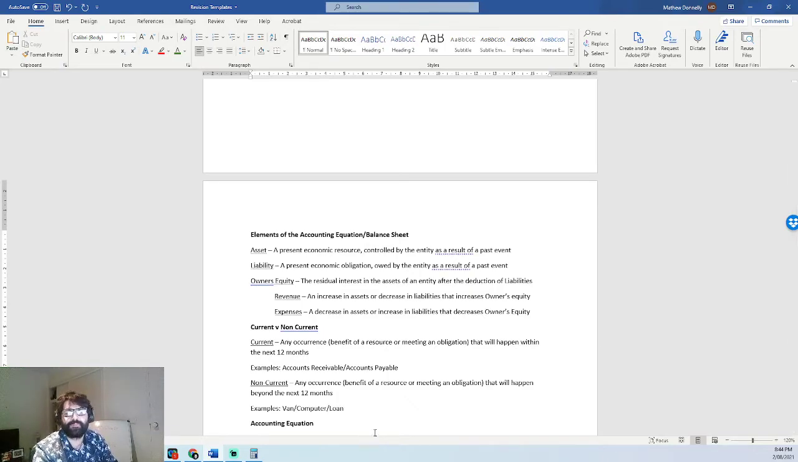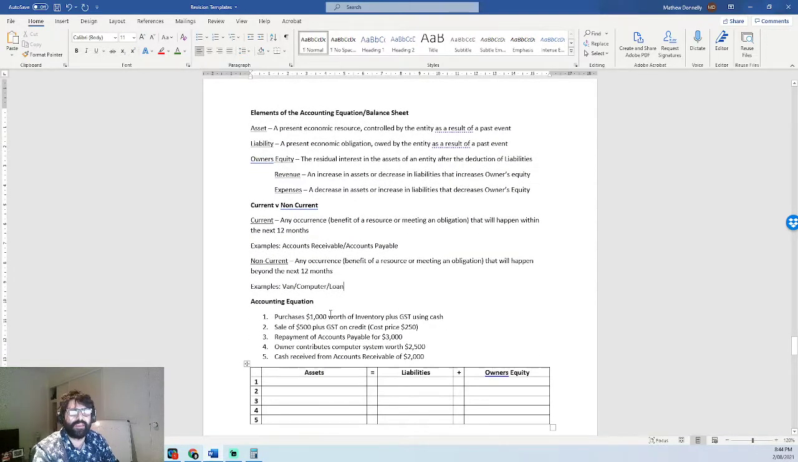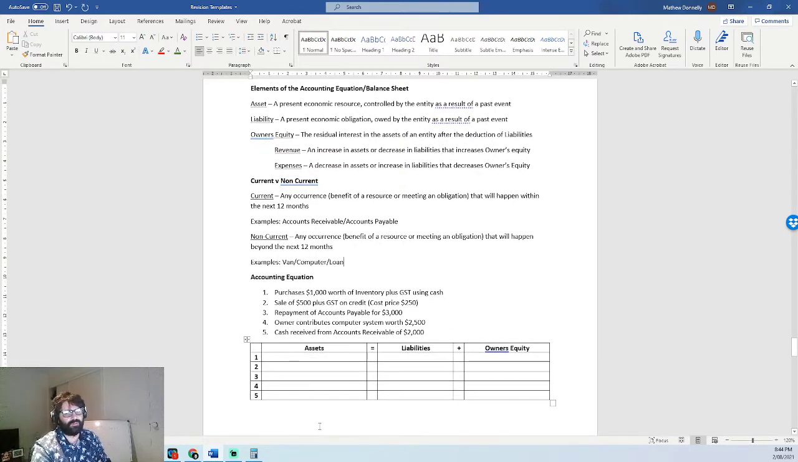Okay? So, our accounting equation now, this is how we're going to finish up. We're going to do the accounting equation. We're going to go through the assets, liabilities, owner's equity of each one. So the info here: purchases worth $1,000 worth of inventory plus GST using cash. Inventory is something we can use. It's an asset. So inventory increases by 1,000.